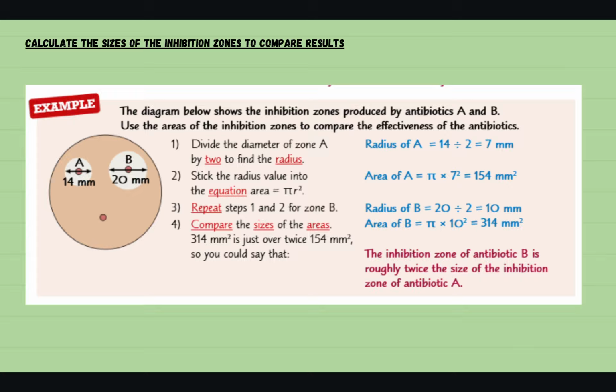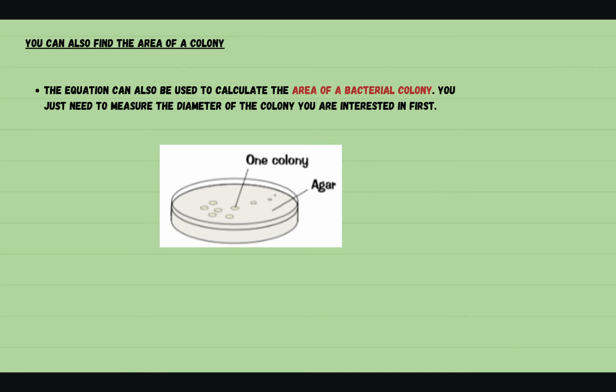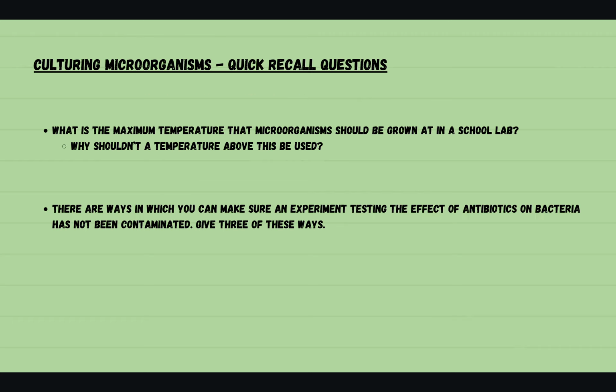You then do the same thing for zone B, and you get the area of zone B equals 314 millimeters squared. Then you compare the sizes of the areas. 340 millimeters squared is just over double 154 millimeters squared. So you can just say that the inhibition zone of antibiotic B is roughly twice the size of the inhibition zone of antibiotic A. The equation can also be used to calculate the area of a bacterial colony. You just need to measure the diameter of the colony you're interested in first.